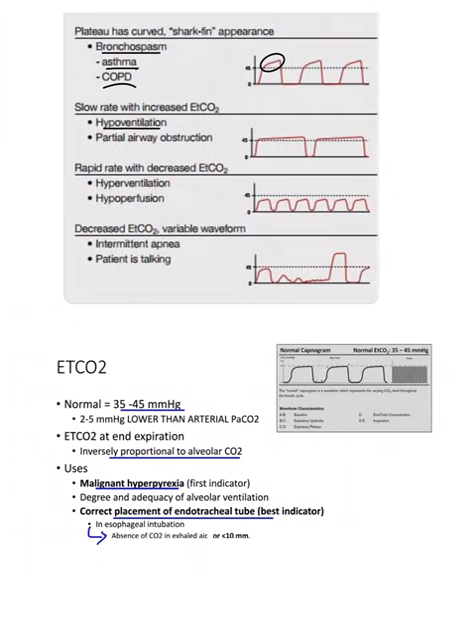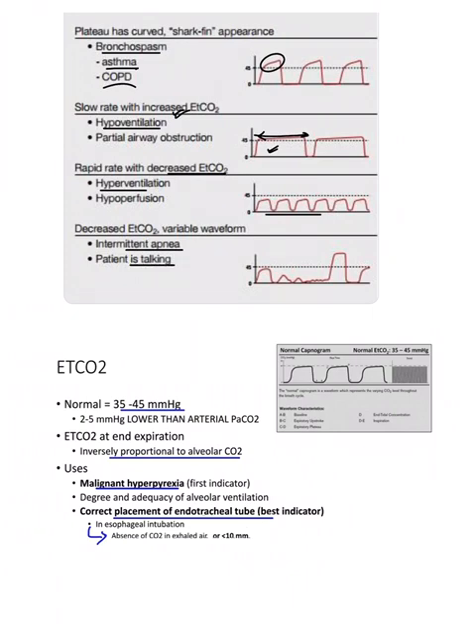If the patient is ventilating less, less CO2 will come out of the lung, so there is increased CO2. Hence there is a slow rate; you can see it has taken so long. Now when there is decreased ETCO2, meaning CO2 is less in the lung because the patient is hyperventilating, you will see there is a rapid rate. Then a variable waveform appears when the patient is in intermittent apnea.